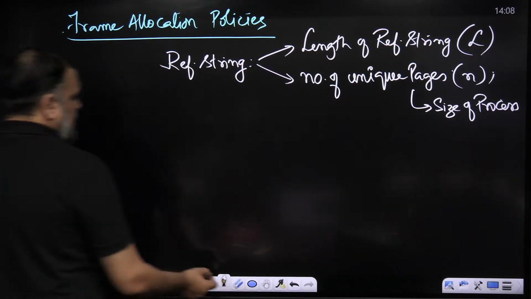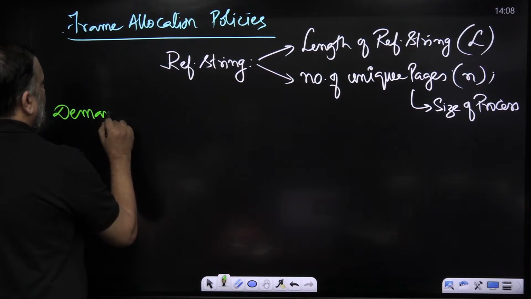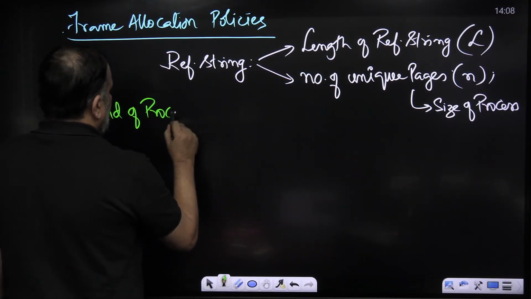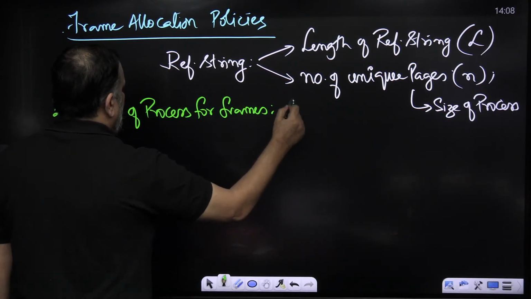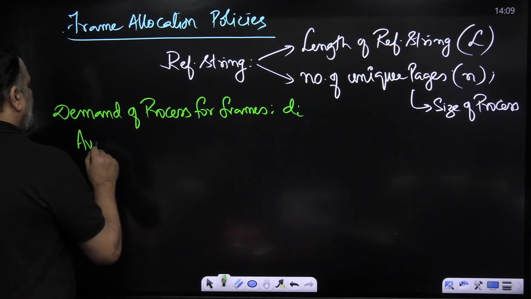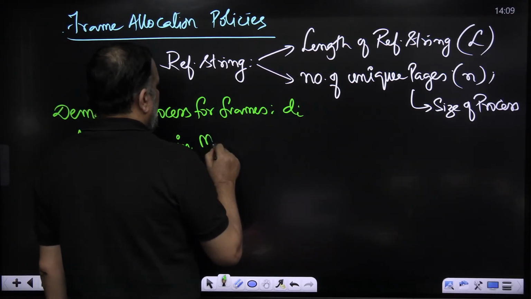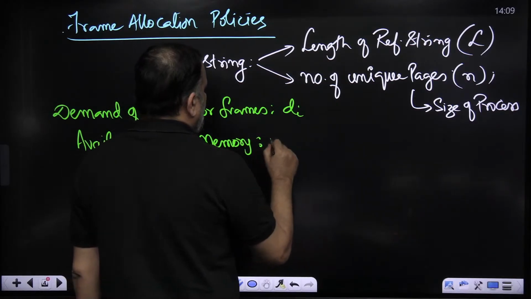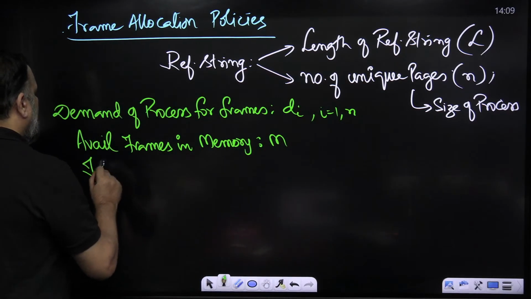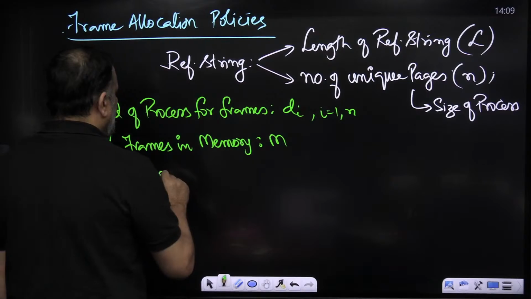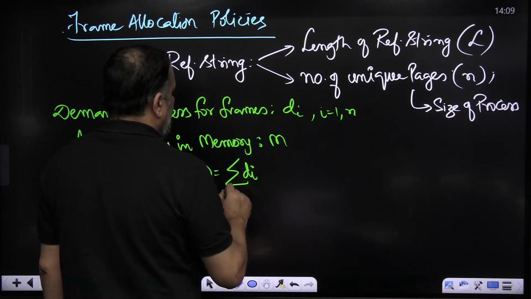So here the frame allocation policies का मतलब ये है कि when the process is making some demand, like for example if I write the demand of process for frames, is say some di, and here we say available frames in memory is let us say capital N. So this for i is equal to 1 to n, सारे processes का डिमांड है. टोटल डिमांड फॉर फ्रेम्स, which is nothing but capital D is nothing but sigma di, i is equal to 1 to n.